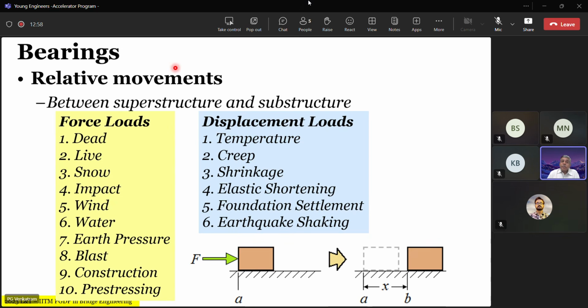Bearings are used to accommodate relative movement between superstructure and substructure. We recap again and again the different load types: the force type of loads, dead load, live load, snow, and also deformation and displacement loads like temperature, creep, shrinkage, etc., which we also need to accommodate. All these loads cause relative movement between the superstructure and substructure, and this needs to be accommodated through the element called the bearing.